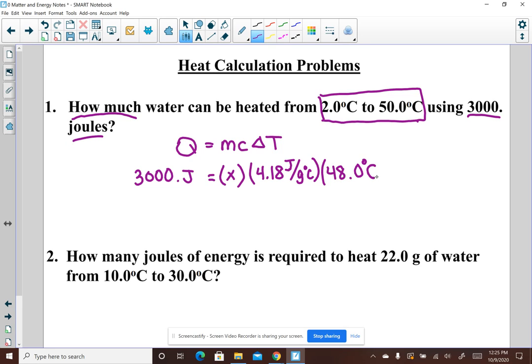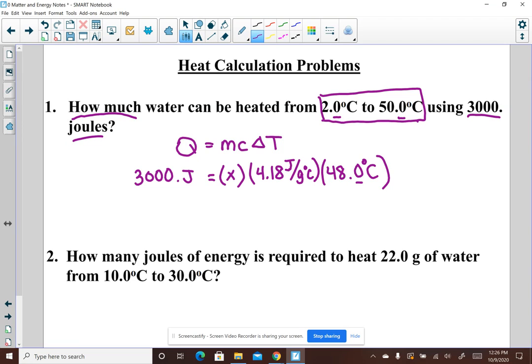48.0 degrees Celsius. So guys, we're not going to be crazy with sig figs in the rest of the units. We really were just focusing on them in the first measurement unit. But just to review, when I'm subtracting two numbers, I want to look at the number of numbers after the decimal place. So 2.0 has one number after the decimal place, and 50.0 has one number after the decimal place. So when I subtract those two numbers, I want to round my answer so that it has one number after the decimal place. Okay?